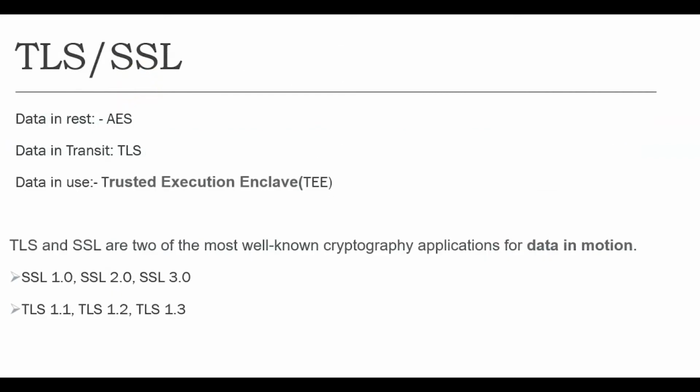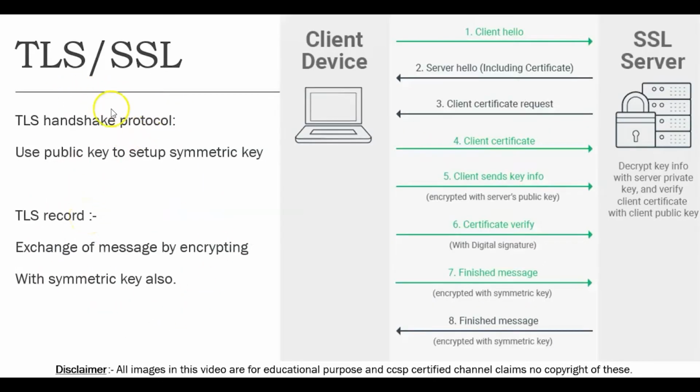We also have seen the TLS or SSL certificate. For data at rest, we go with AES. In transit, we go with TLS. In TLS we have also seen different versions, and the detailed use of PKI in it. Even in the last video we saw how the handshake happens. But if you don't want to go into detail, at least you should remember that in the handshake we use public key to set up symmetric keys, and there is a record step. So the handshake step and the record step.